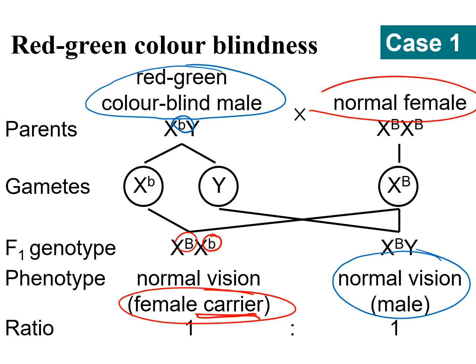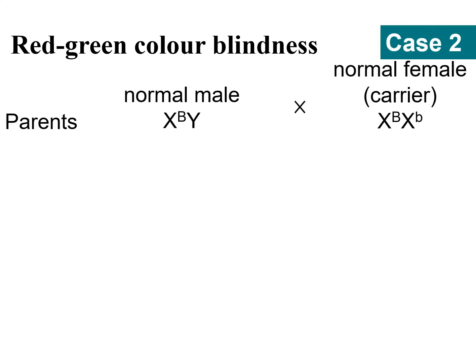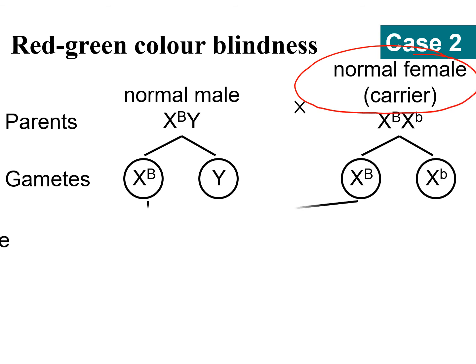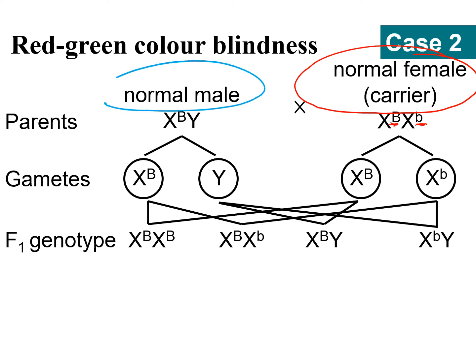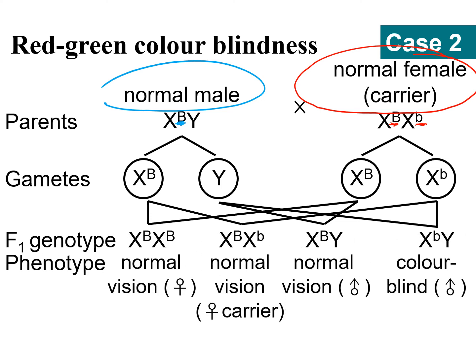The ratio is 1:1. For case 2, you can have a normal female who is a carrier, with one normal vision allele and one red-green colorblind allele on the two X chromosomes, crossing with a normal male with a normal color vision allele on the X chromosome. They give two types of gamete from each parent. After fertilization, you will have 4 different types of offspring, giving a ratio of 1:1:1:1.